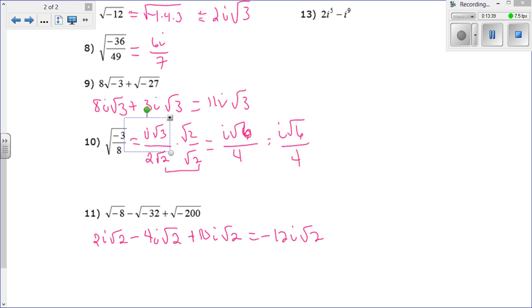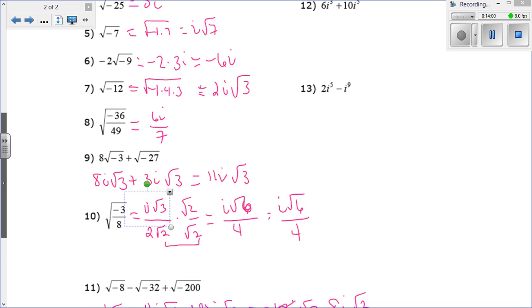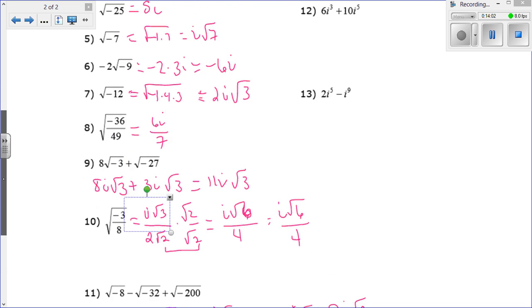Oops, my mistake. I lied. That's a plus sign there. So that means my answer is going to be 2 and 10 is 12. 12 and negative 4, sorry, is 8. So it's 8i radical 2. So make sure you correct that.